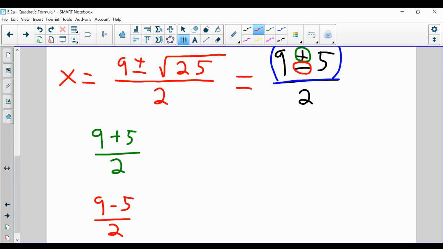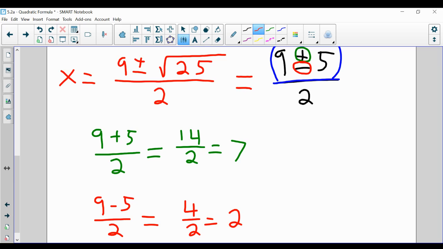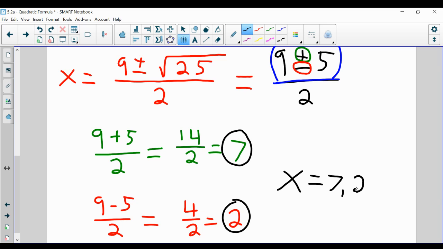So that plus minus symbol is just a shorthand way of reminding you, hey, you're going to add these one time, then you're going to subtract them a different time. So when we add them, 9 plus 5 is 14 divided by 2 gives us 7. 9 minus 5 is 4 divided by 2, and that equals 2. And so right here, these two values, 7 and 2, are our two solutions. X equals 7 and 2.